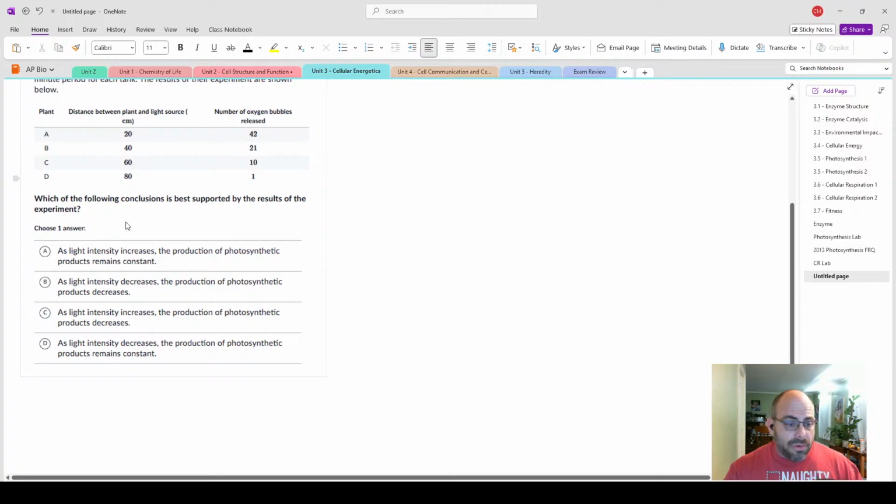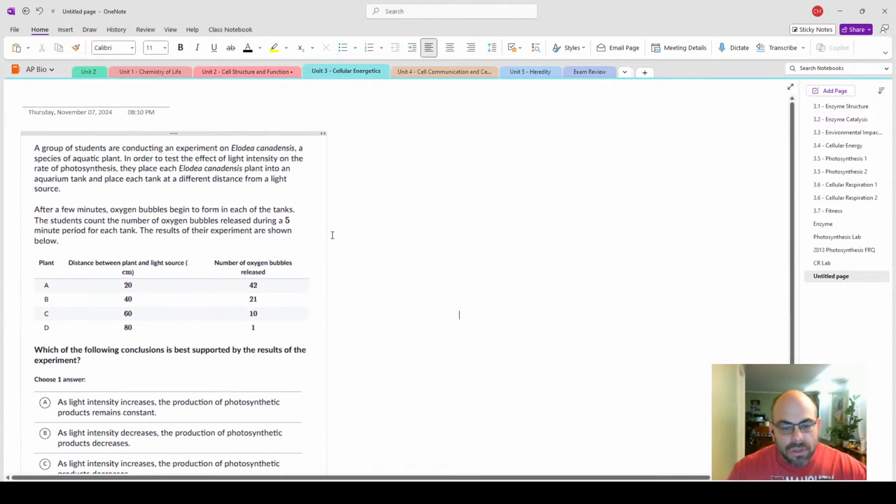And then this question is really open-ended. Which of the following conclusions best supports the results? A: As light intensity increases, the production of photosynthetic product remains constant. That is not true, because it does not. B: As light intensity decreases, the production of photosynthetic products decreases. B is the correct answer. I'm not even reading C or D. As light intensity decreases, right, which means that I'm going further away, the product is also going to decrease. I'm not reading C or D because they're not right. If B is right, A, C, and D are all wrong.